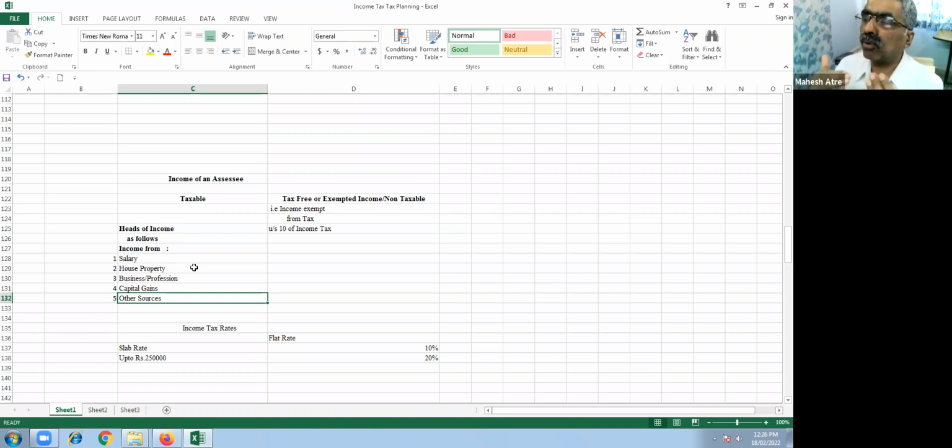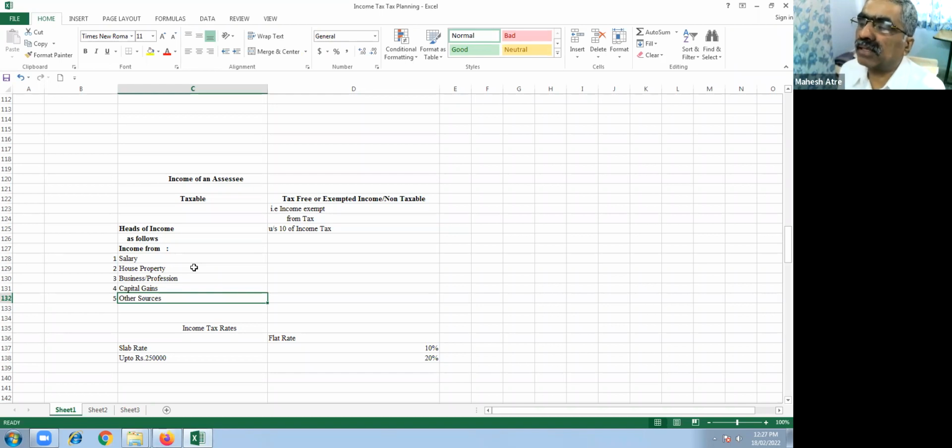So that is income from salary. It may get a bit boring, I am saying the same thing again. But for those who are new, it is necessary that if the income is taxable, it is to be divided under five heads of income. That is income from salary, income from house property, income from business and profession, capital gain and other sources.